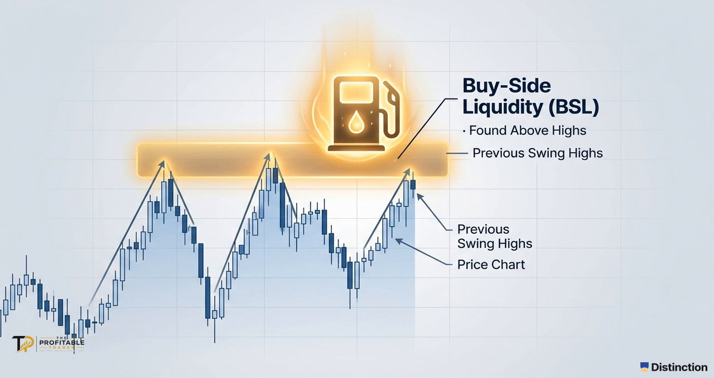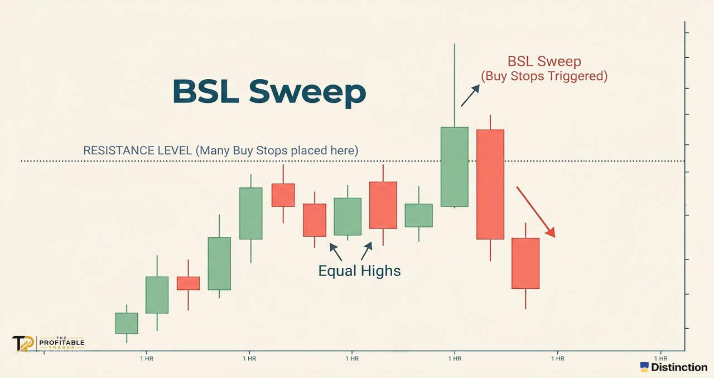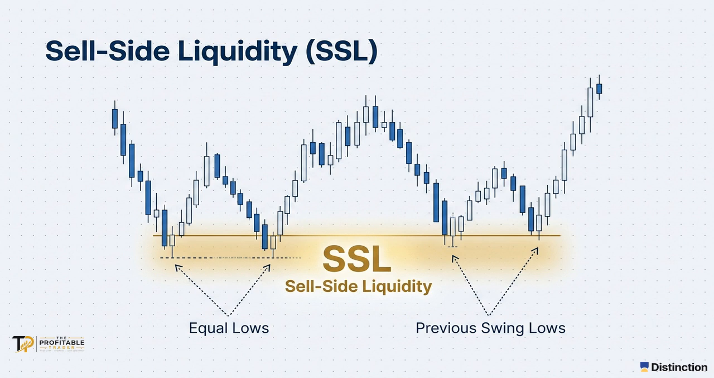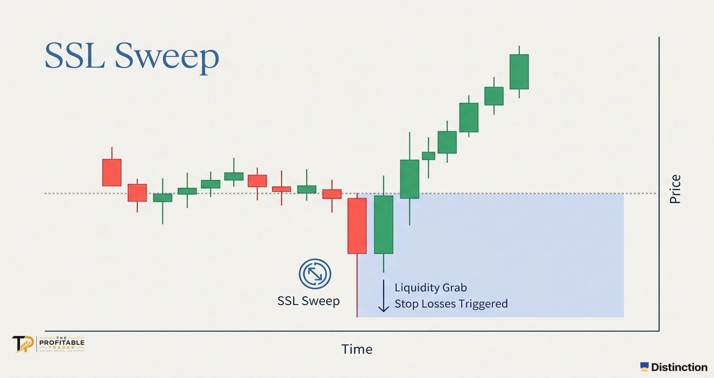There are two main types. Buy-side liquidity, or BSL, is found above highs like previous swing highs or resistance levels. Price moves above these highs, triggers the buy stops of short sellers and breakout traders, then reverses. Sell-side liquidity, or SSL, is found below lows, such as previous swing lows, equal lows, or support levels. Price dips below the low to grab that liquidity, triggers stop losses, and then rallies upward.